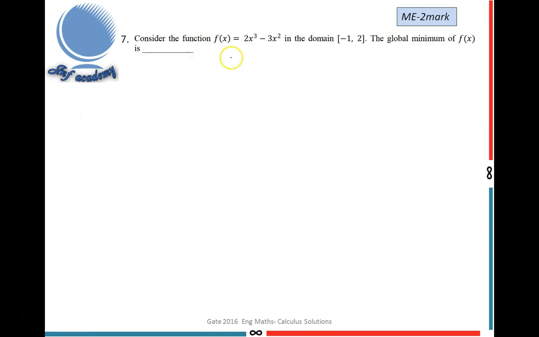Now the seventh problem, consider the function. One function is given, and the domain is also given, with endpoints minus 1 comma 2. The global minimum of f of x is what? Global minimum means absolute minimum. This question is from the ME mechanical department. It has 2 marks. First I find f dash of x, that is 6x square minus 6x.